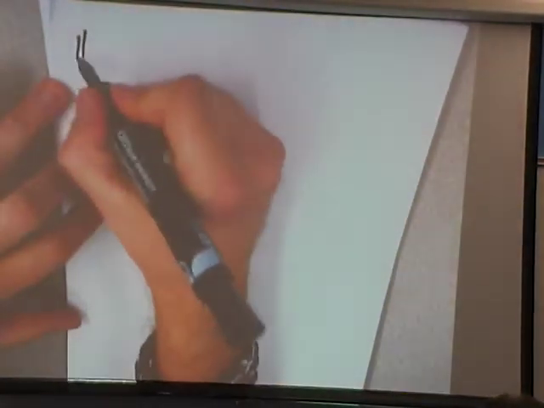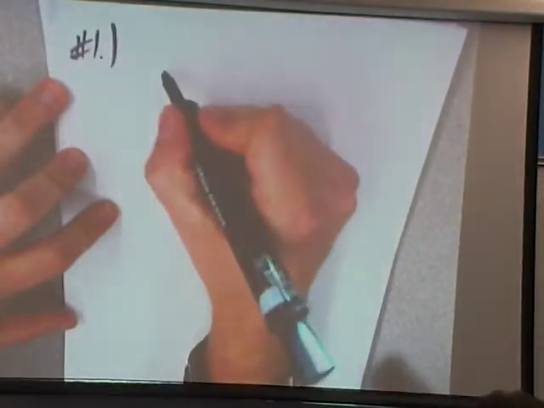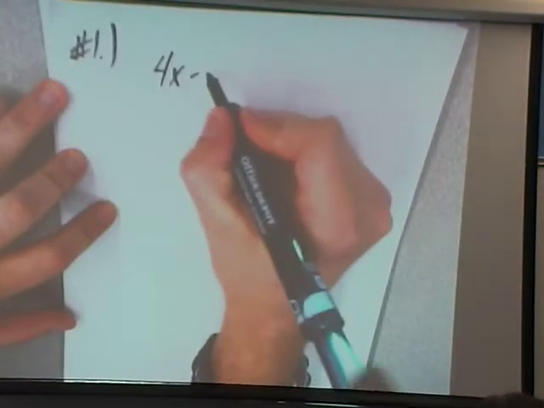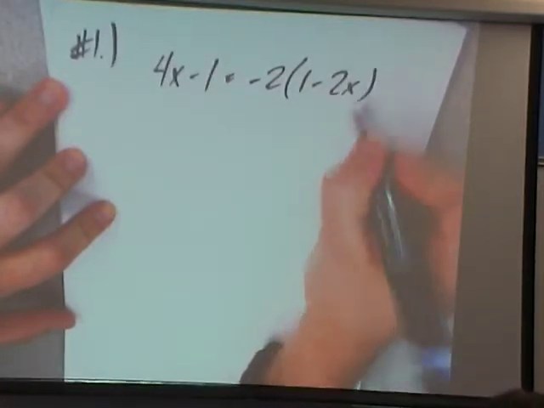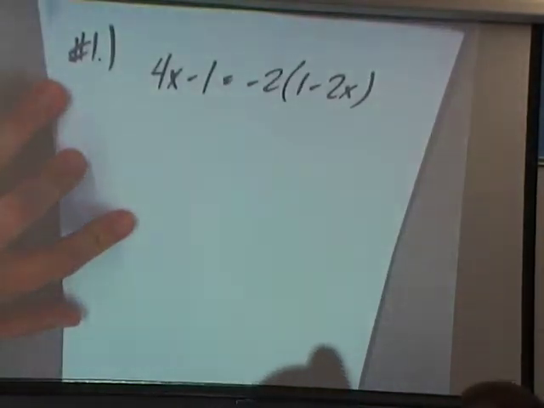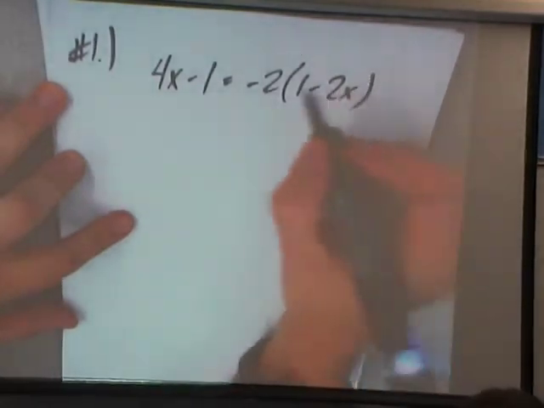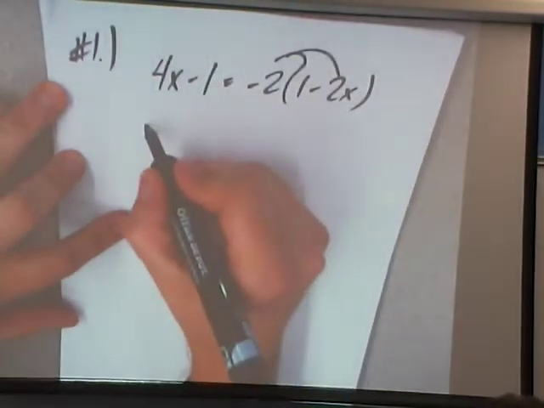All right, number 1. And I'm going to try to write with a marker so it'll show appropriately. All right, solve. All right, Jay would know how to do this. What do we do, Jay? Distribute. Very good.